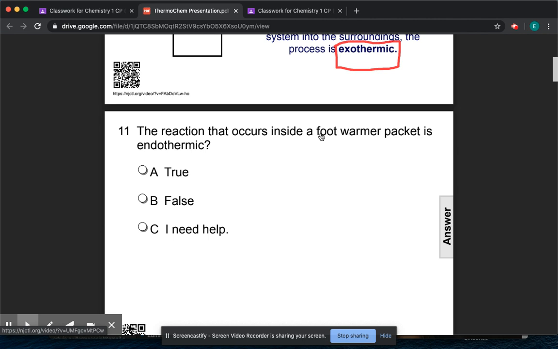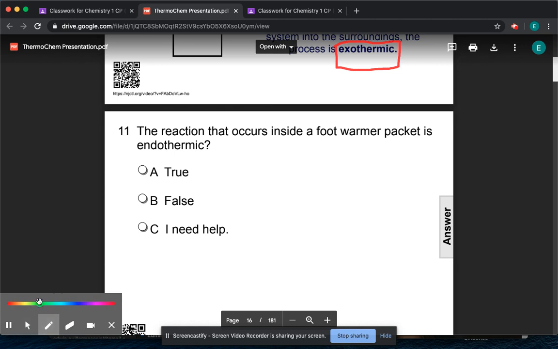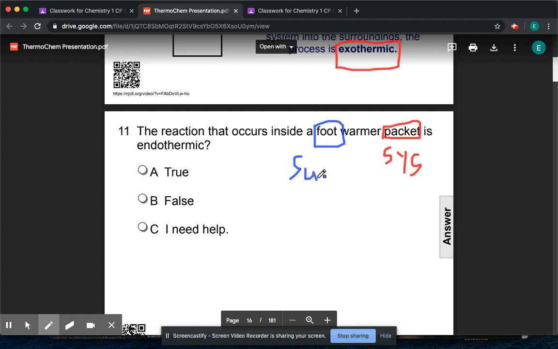What is the system? What is the surroundings? The packet, the packet itself, anything inside of the packet, that is your system. The packet is my system. That is where the reaction is taking place. The reaction is taking place inside of the packet. Your foot is the surroundings.